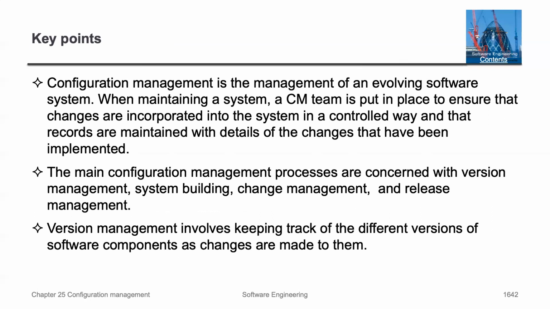For key points, configuration management is the management of an evolving software system. When maintaining a system, a CM team is put in place to ensure that changes are incorporated into the system in a controlled way and that records are maintained with details of the changes that have been implemented. The main configuration management processes are concerned with version management, system building, change management, and release management. Version management involves keeping track of the different versions of the software components as changes are made to them.